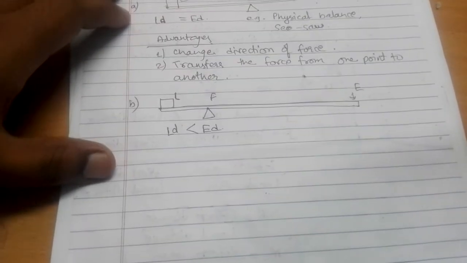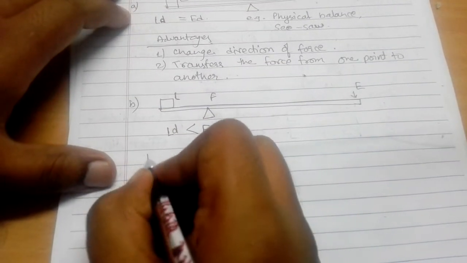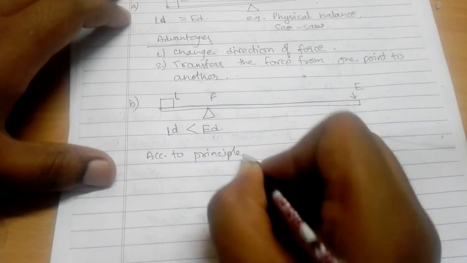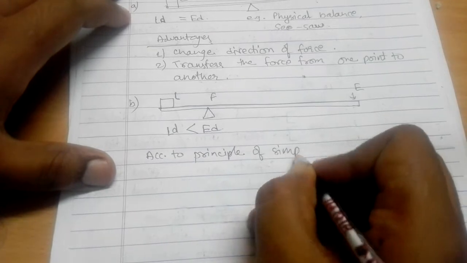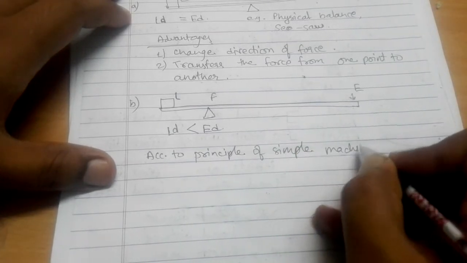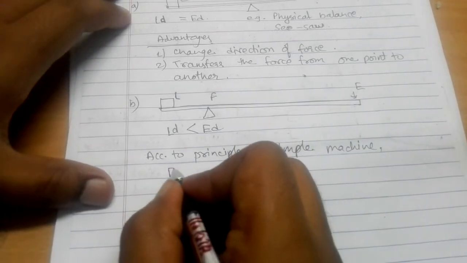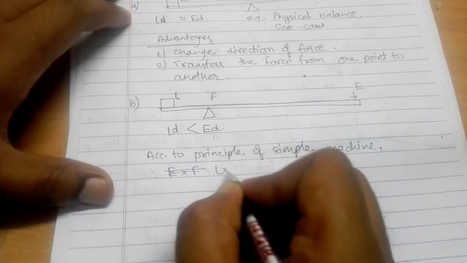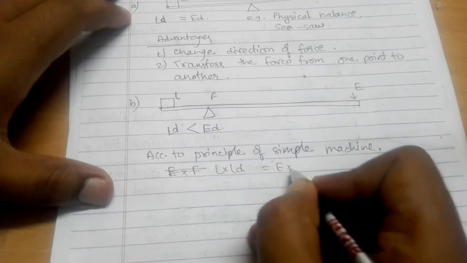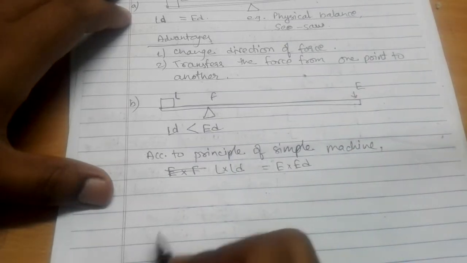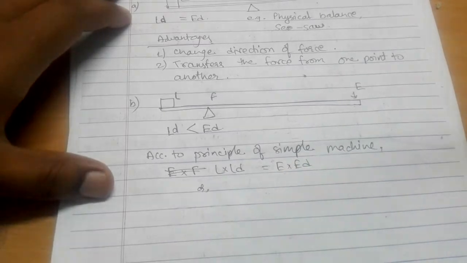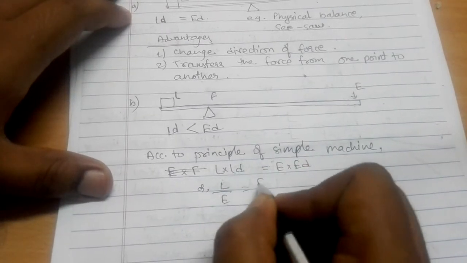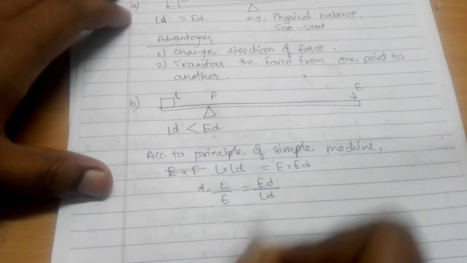In such a case, what happens? According to the principle of simple machine, we can say L into LD equals E into ED. Do you remember this? Last time we discussed it in our previous class. Now by cross multiplying, what do you get? L by E is equal to ED by LD.